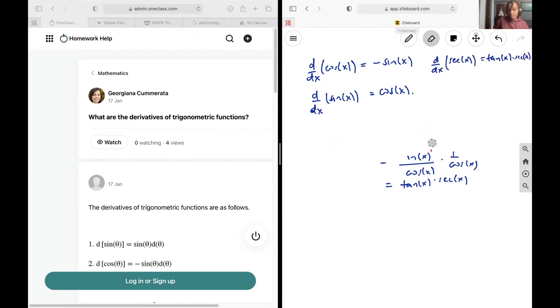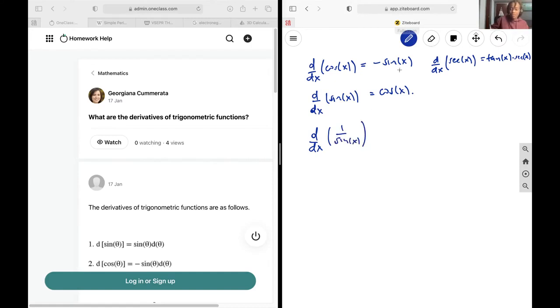Next up, we look for cosecant. So the derivative of cosecant x, which is going to be 1 over sine x. We're just going to use the same thing, where we have f of x is equal to 1, so its derivative is 0, times sine x, minus 1 times the derivative of sine x, we found it to be cos x.